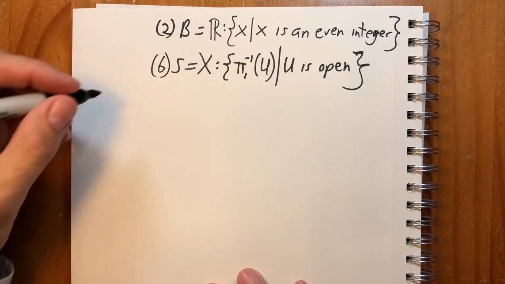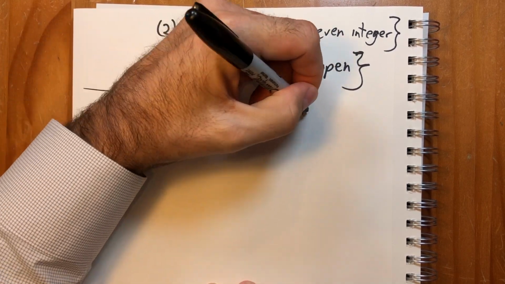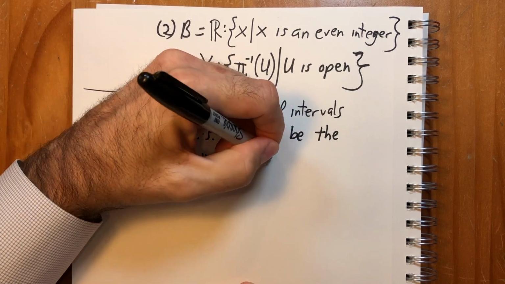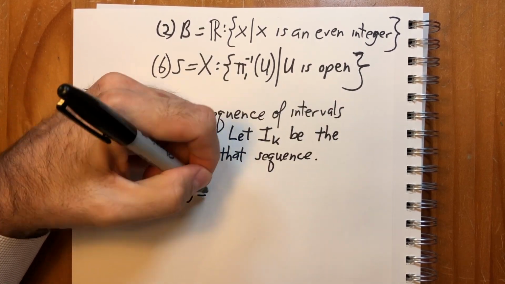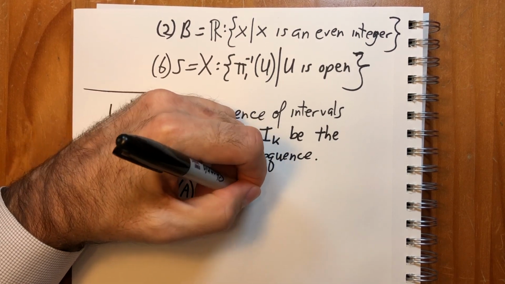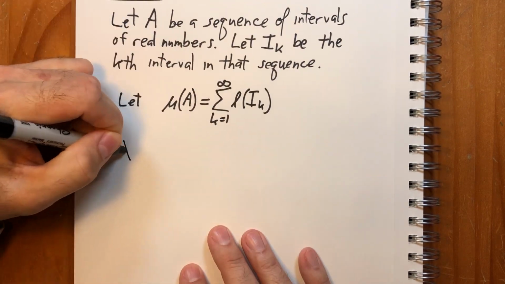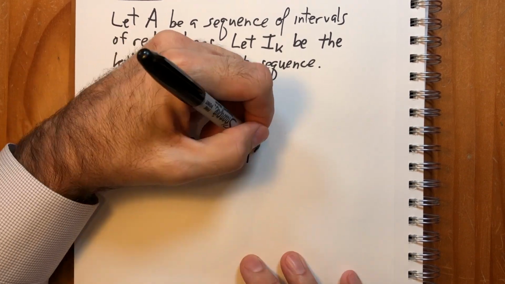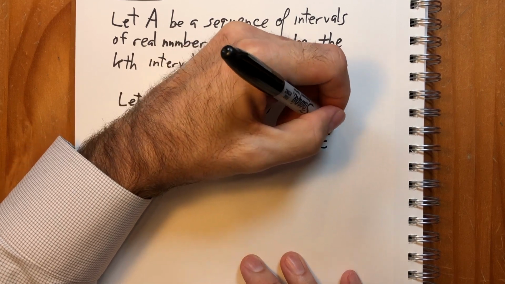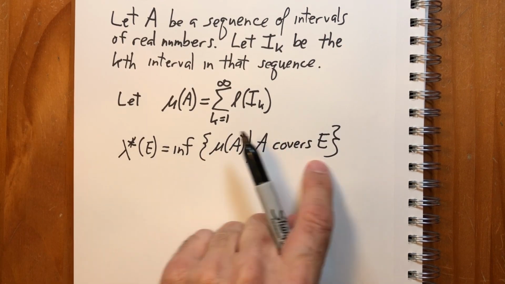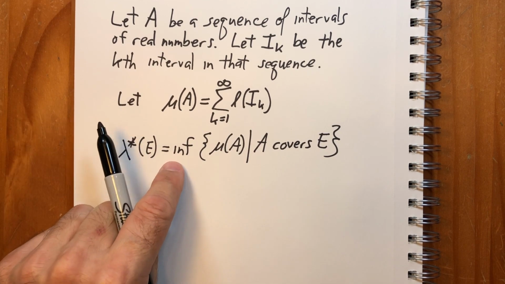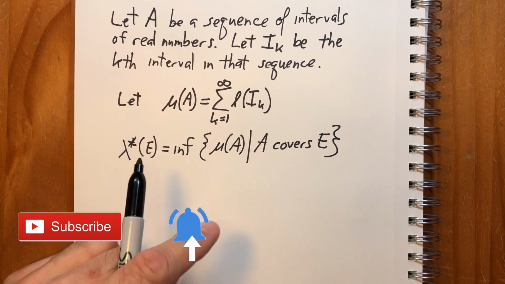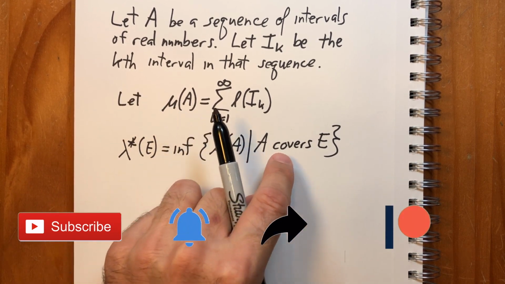So if we do that, let A be a sequence of intervals of real numbers. Let I sub k be the kth interval in that sequence. Let mu of A equal the sum from 1 to infinity of the lengths of each I sub k in the sequence. Now we can define the Lebesgue outer measure properly. So the Lebesgue outer measure equals the infimum of this set. This set is what we're concerned with, but then the Lebesgue outer measure is the infimum of the values in this set. So the set now is all mu of A such that A covers E.